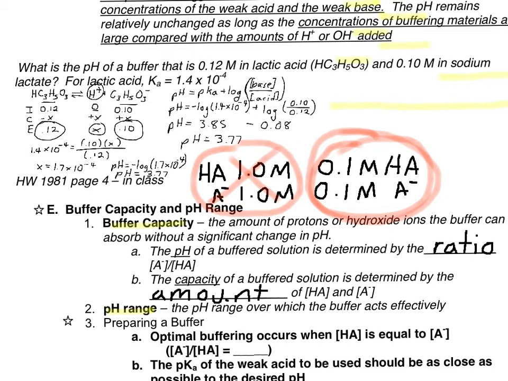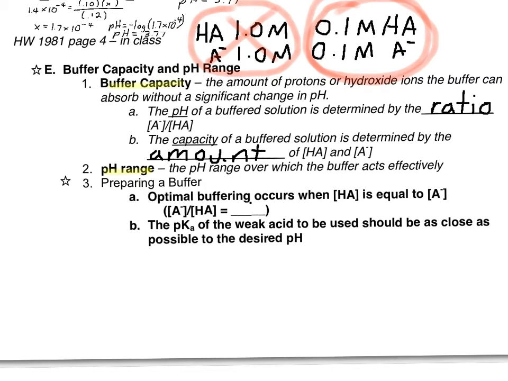The way that you make a buffer, if you're asked to do that, is to make sure that the ratio of the concentrations between your acid and your base are the same. In other words, you want to make sure that the ratio of conjugate base to acid is equal to 1, in which case your pH will equal your pKa. That means you want your pKa to be as close to the pH that you're trying to get to. So you want your pKa to equal the pH you're trying to accomplish.